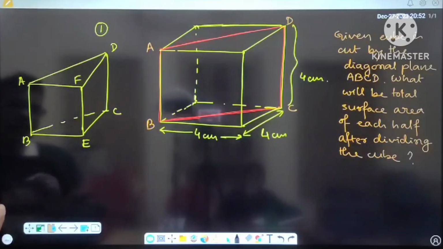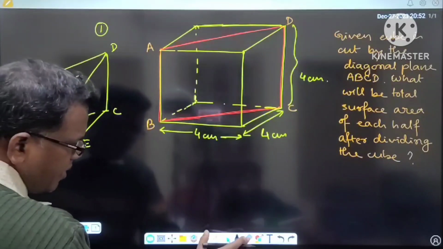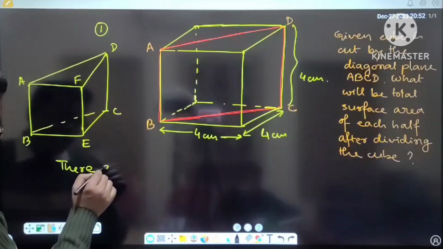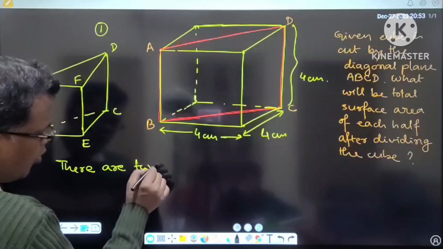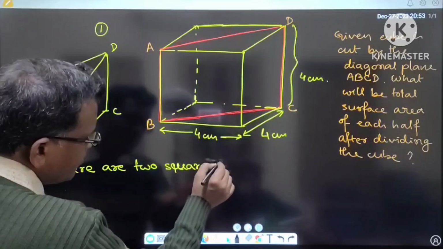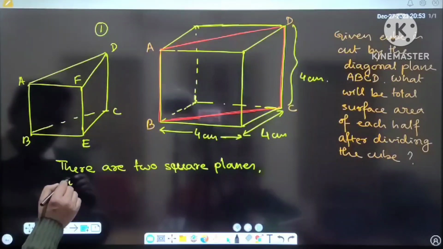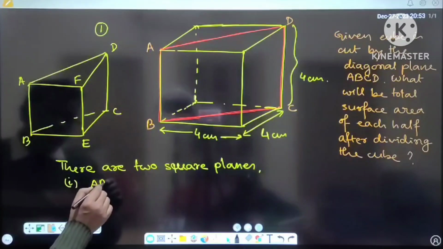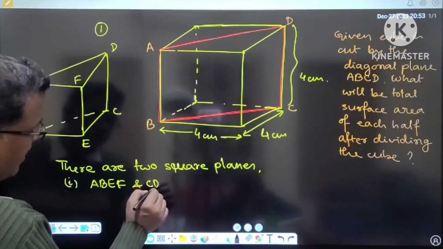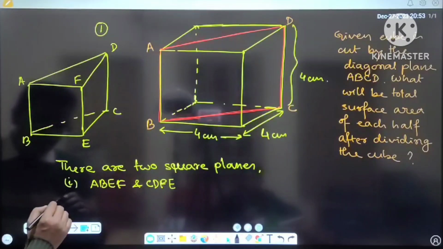So you can see the surfaces. Now after doing this division, there are two square planes. What are those square planes? I can name them A, B, E, F and C, D, F, E. These two are square planes, right?